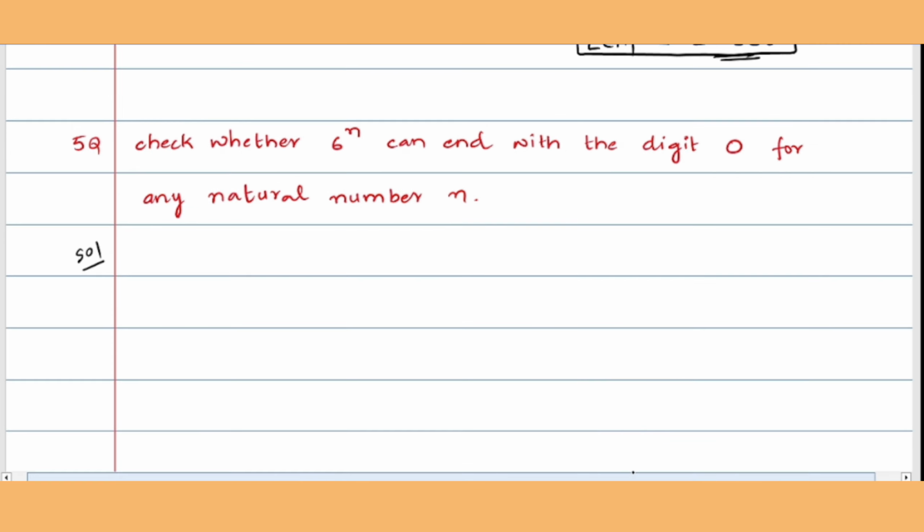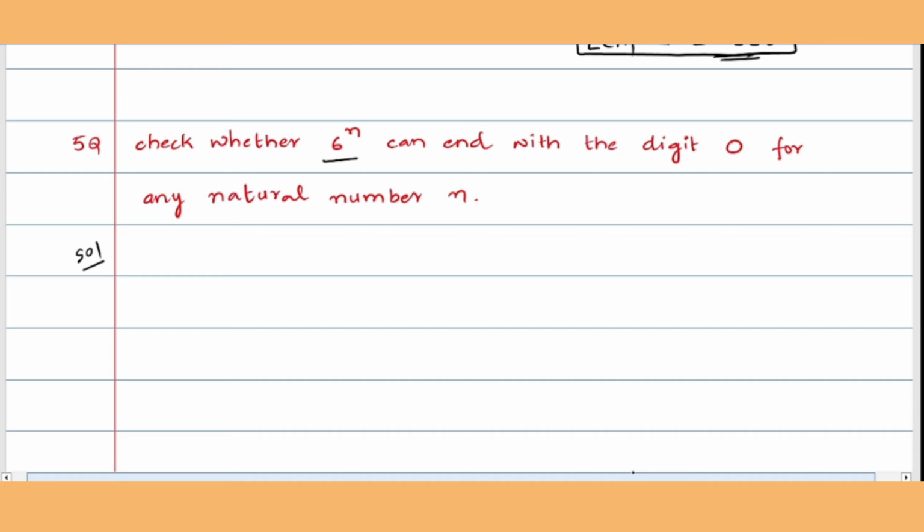Question number 5 is given. Check whether 6 power n can end with the digit 0 for any natural number n. The question sounds simple, but it's a great brain teaser. Can the number 6 power n ever end with the digit 0 for any natural number n? Let's see.